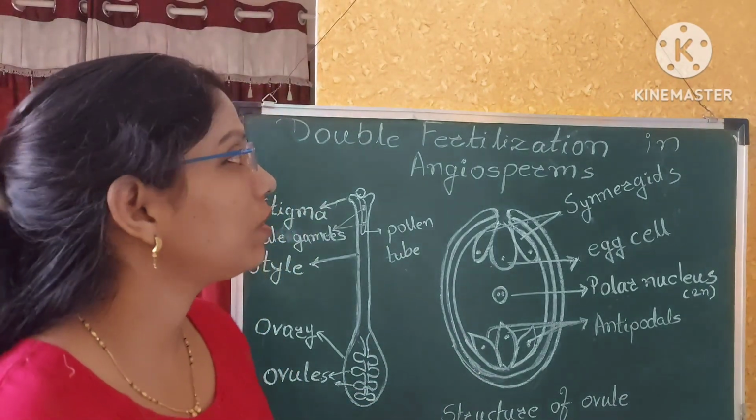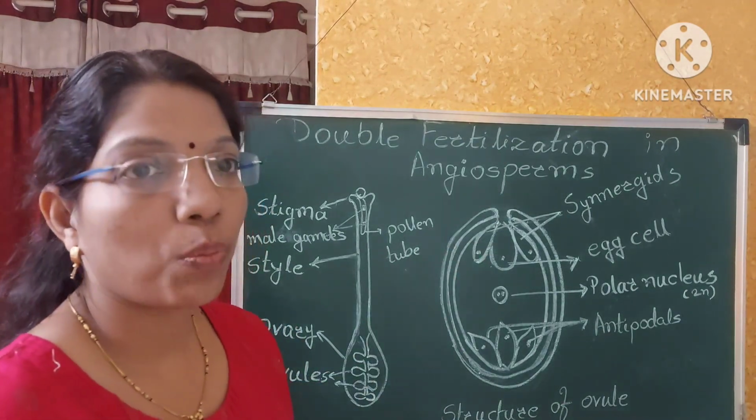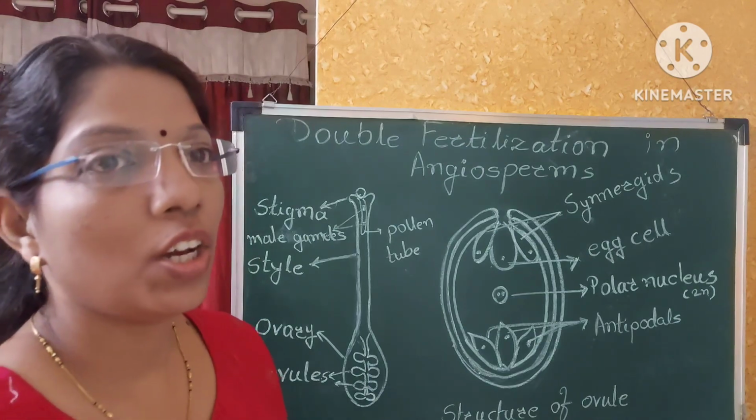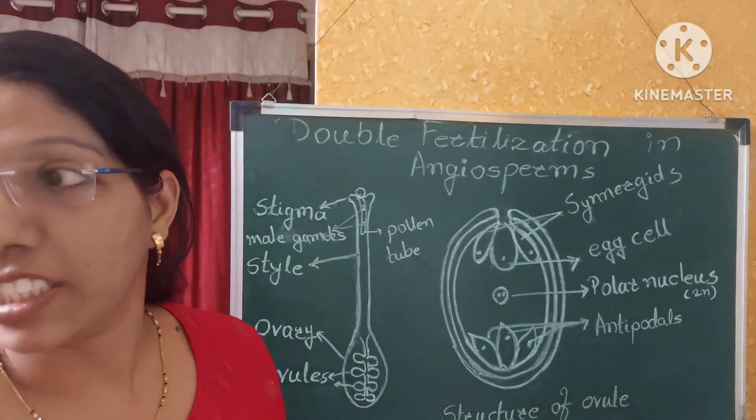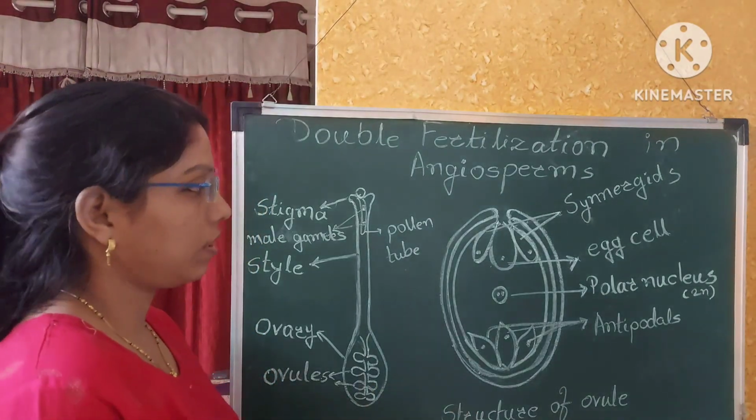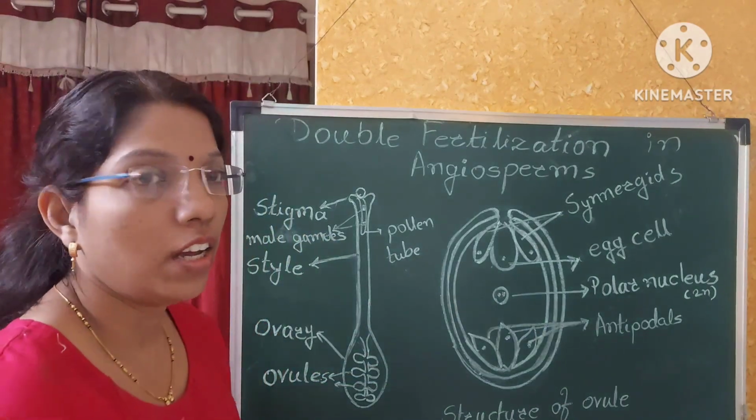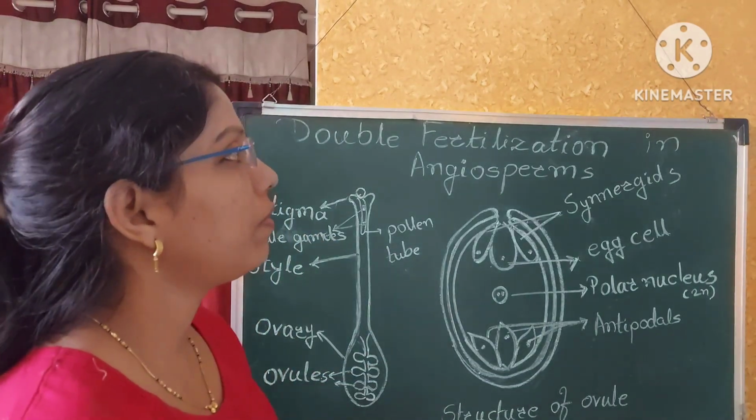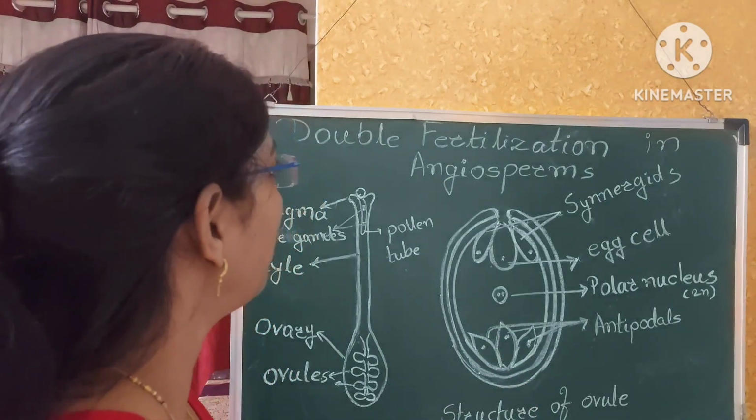So here we are going to see in detail about double fertilization in angiosperms. First we will see the meaning of pollination, what are the agents of pollination, and how the pollen tube reaches the ovule. So this is the process of double fertilization in angiosperms. So what is meant by pollination?